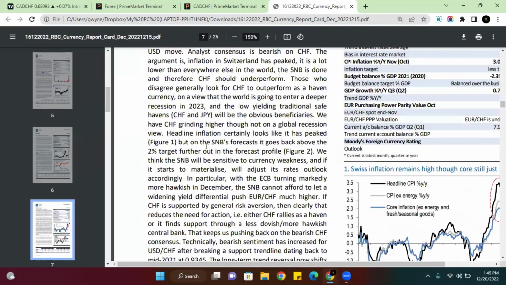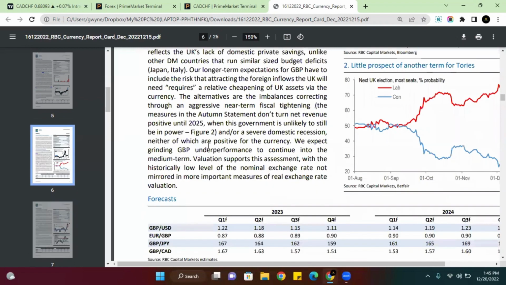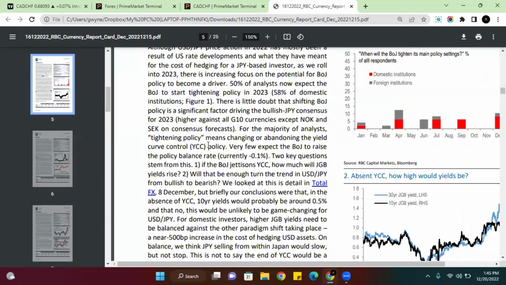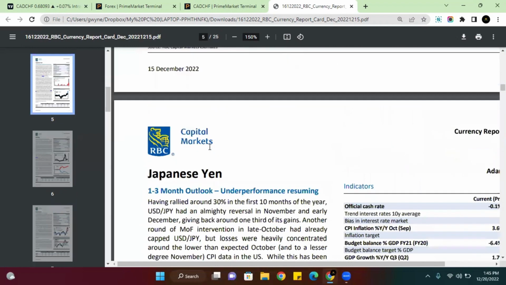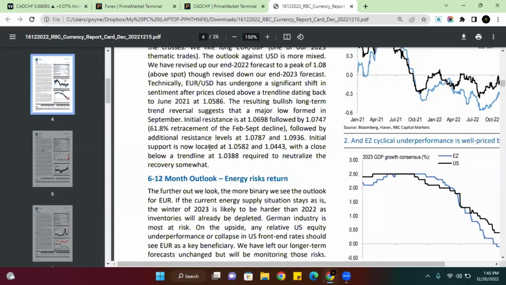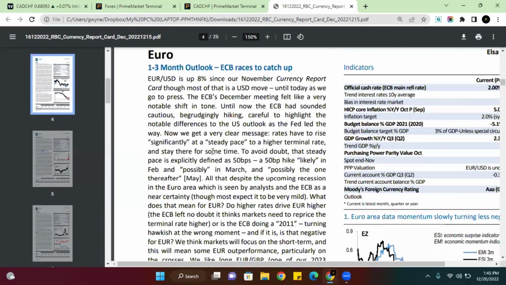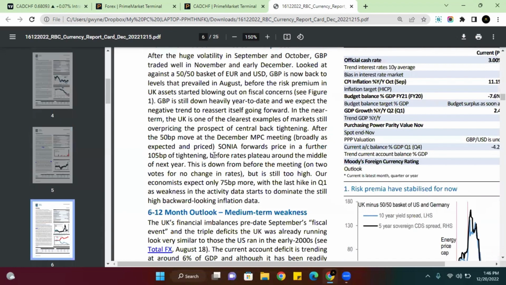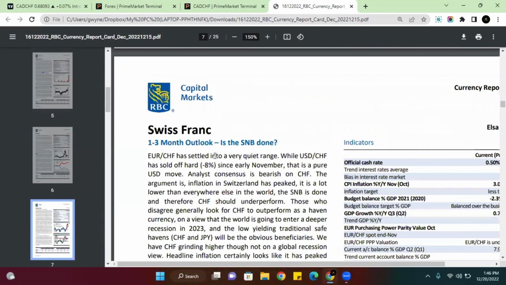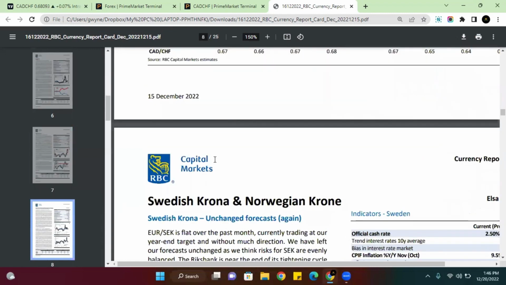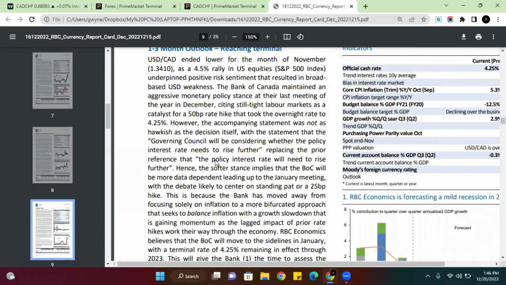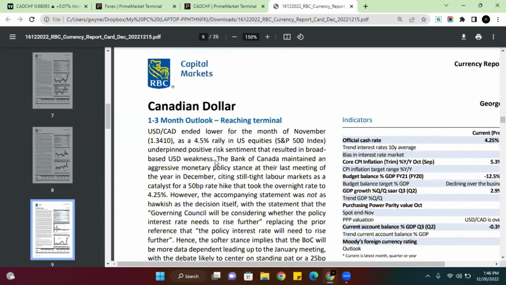Now we're going to go look real quick, and I won't read the entire article just for time purposes. The Canadian dollar, right? So Swiss franc overall, they do have a little bit of bearish sentiment, but overall, they're saying that the Swiss franc is going to outperform the rest of the world in terms of their economy and things like that, right? Because they think that inflation has peaked as well.